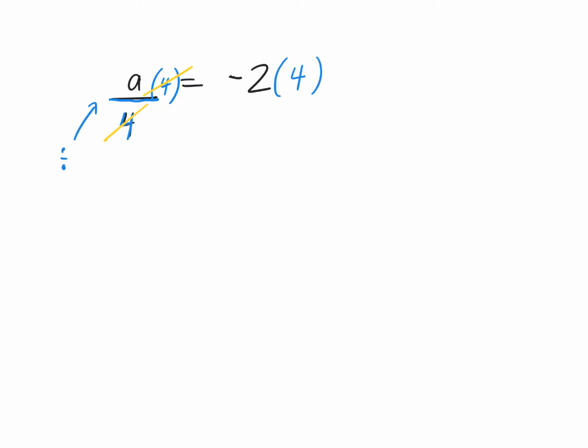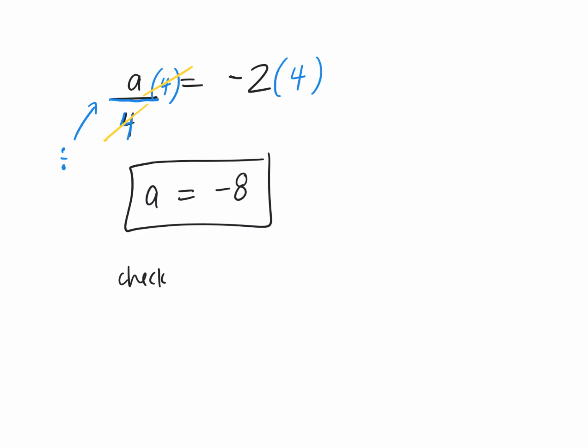Same thing. Multiply by 4. I'm left with A equals, what's negative 2 times positive 4? Negative 8. And check, does it make sense? If you're not sure, plug it in. Well, it was A divided by 4, and I'm saying that negative 8 divided by 4 equals negative 2. Is that true? Is negative 8 divided by 4 negative 2? Yes. Okay, try F.